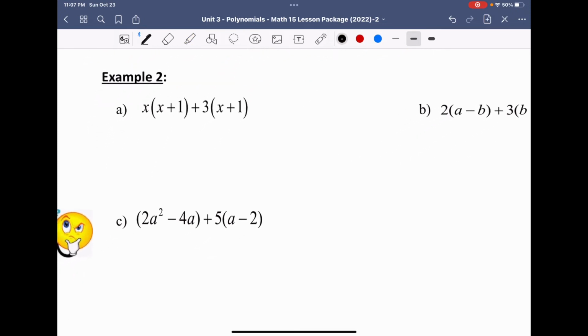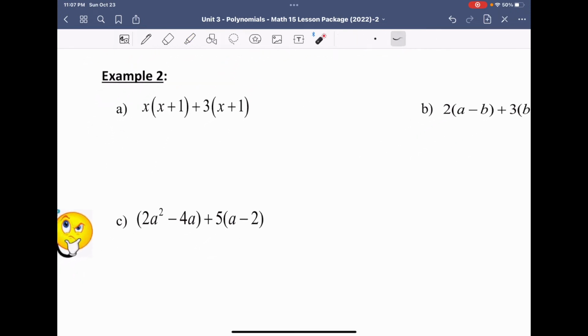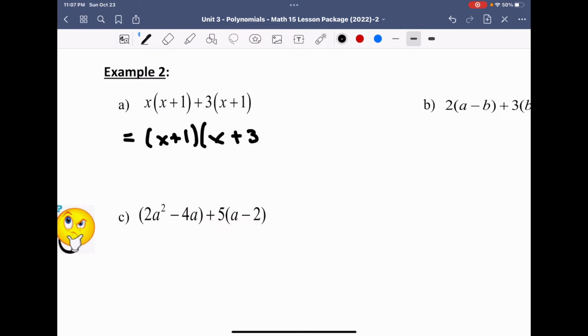Okay, example 2, like we said on the previous page as our warm-up, if I have x being multiplied to x plus 1 and 3 being multiplied to x plus 1, well, clearly x plus 1 is the piece being shared. So I'm going to take this and write x plus 1 out front. What am I left with? I'm left with x plus 3. So x plus 3 becomes our second term here.